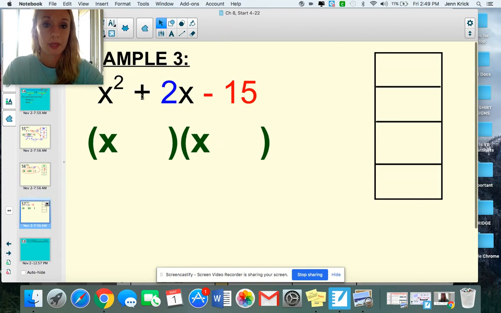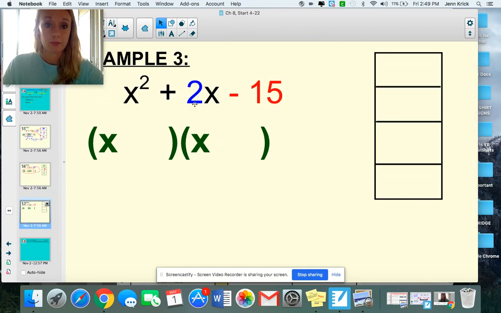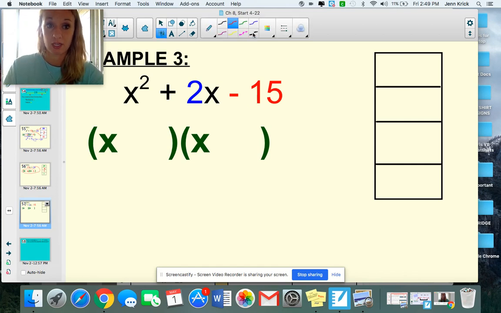Okay, here we go. We've got x squared plus 2x minus 15. I'm giving you a trinomial. I want you to factor it into 2 binomials. So again, I would pause the video, give it a try, and then check with my work to make sure that you're correct.